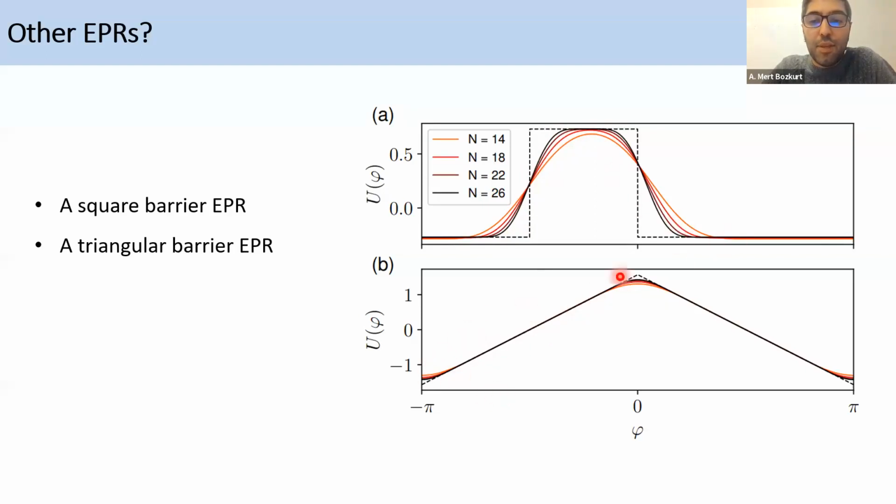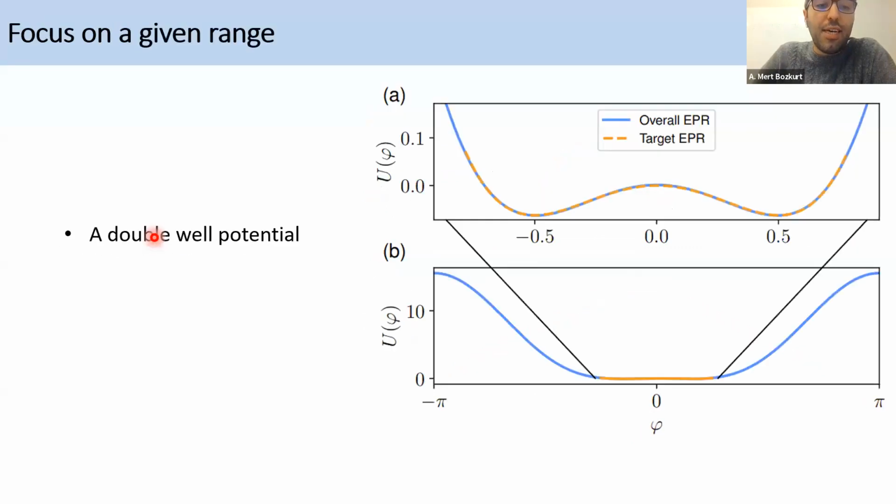On the other hand, the triangular one is performing really well even with this number of arms, because it doesn't have that many sharp features. Okay, so we can simulate square and triangular barrier energy phase relationships. What's more is that you don't need to optimize for the whole phase range between 0 and 2π. You can actually focus on a given range as well.